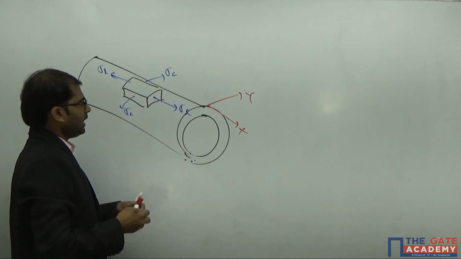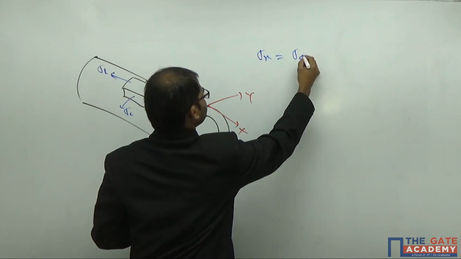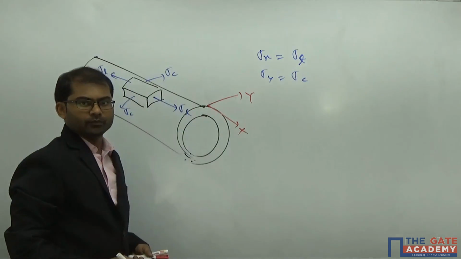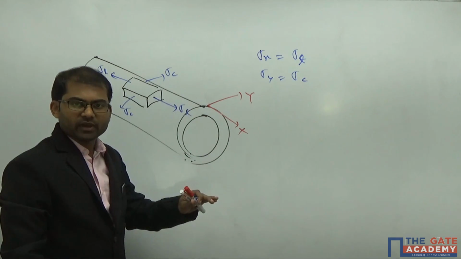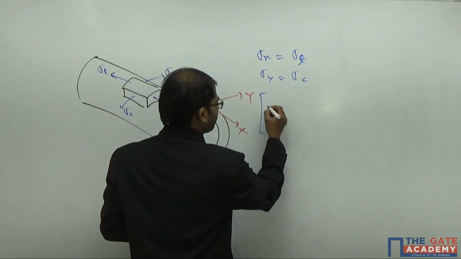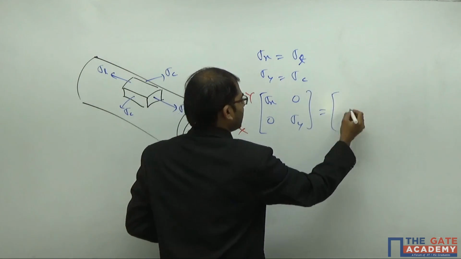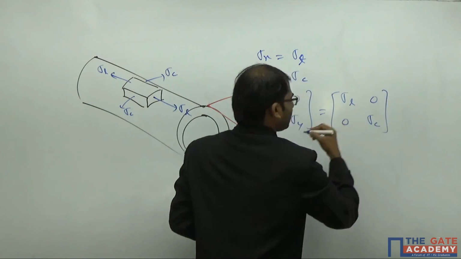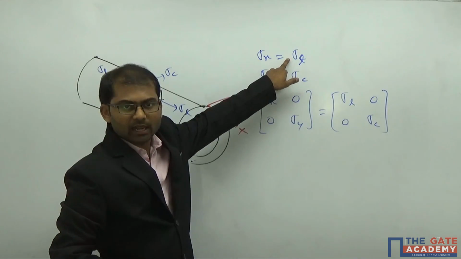So we can say that our sigma x is taken as sigma L, and sigma y is taken as sigma c. Okay, so no other components are there. That means tau xy and all other stress components are equal to 0. So if you write down the stress tensor matrix, sigma x 0, 0, sigma y, this can be written as sigma L 0, 0, sigma c. Now in this case, we see that sigma c is higher than sigma L.